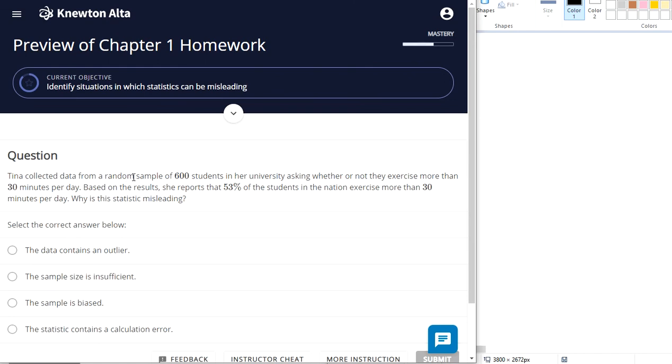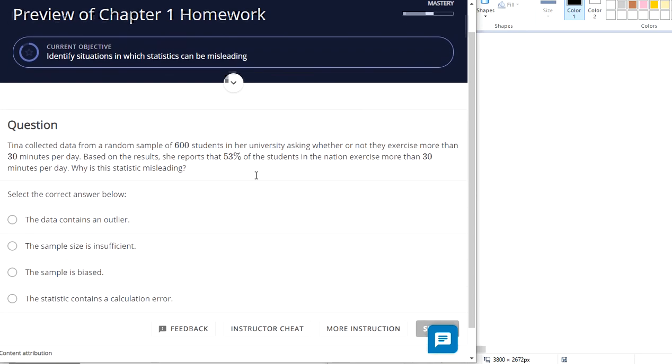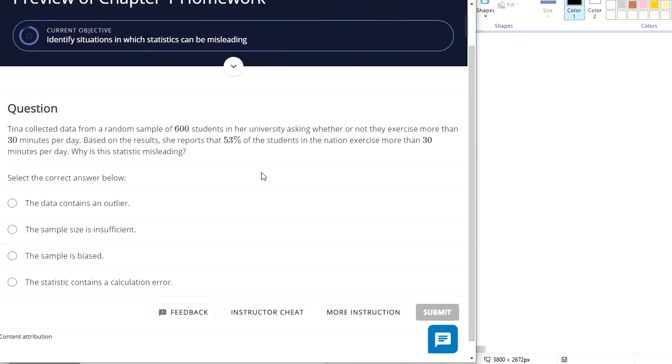Tina collected data from a random sample of 600 students in her university, asking whether or not they exercise more than 30 minutes per day. So this is the same type of thing. She collected data in her university and tried to apply those results to the nation. So that's a biased way of collecting the sample. If you want to talk about the nation, you have to collect a sample that represents the nation.